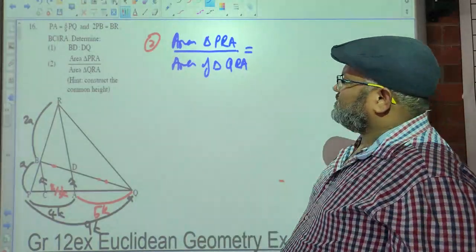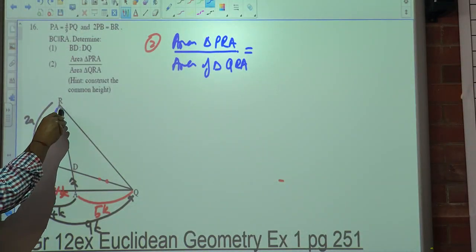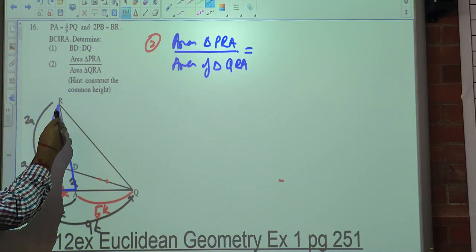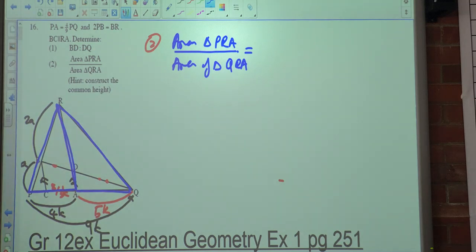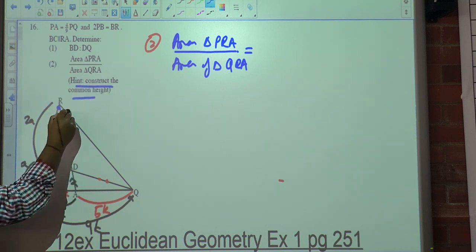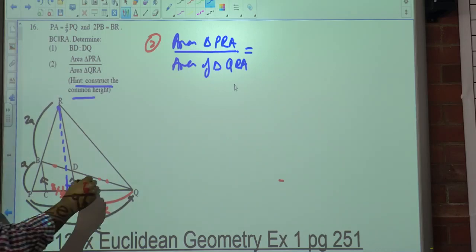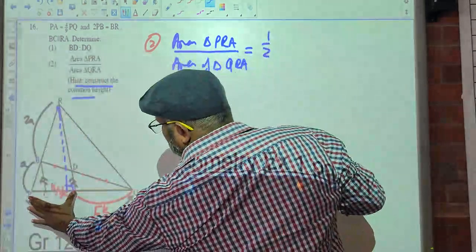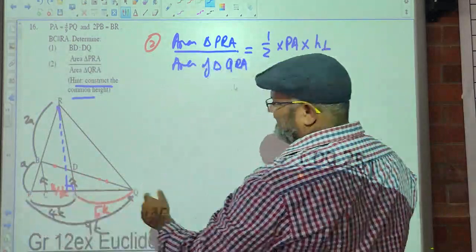Okay. So we now check PRA, so P, R, A and Q, R, A. How do we calculate the area of a triangle? So half base times height. So for this triangle here, what they're giving us is a hint to construct a common height. So there's my perpendicular height. Okay? So it's going to be half. What's the base of this triangle? PA times your perpendicular height. That's the line that's just drawn in there.